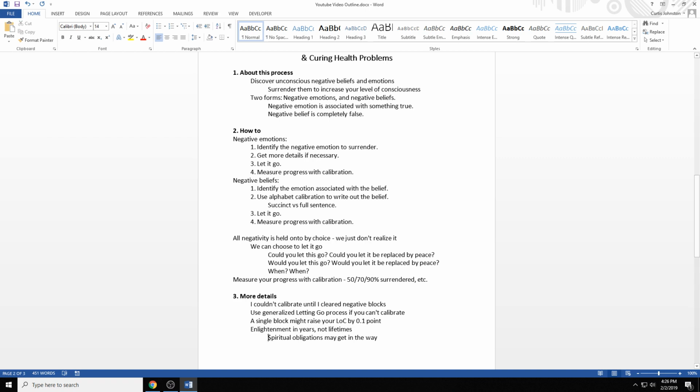Also, spiritual obligations may get in the way. What does that mean? It means once you make some progress, you may come to a realization that there's something you need to do in the world to fulfill an obligation to your fellow man before you let go of that level of consciousness and move on to the next.